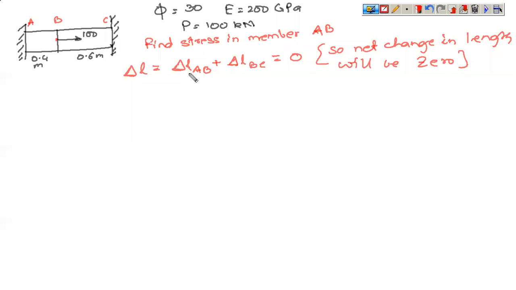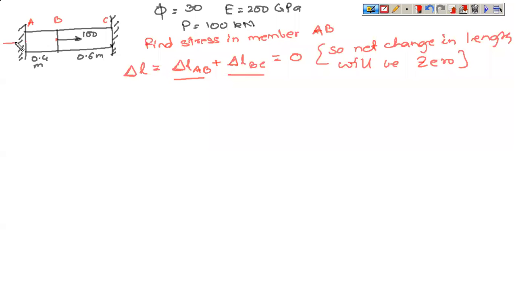So the representation says that the total change in length of this bar will be 0. Now your job is to find out individual values of delta L AB and delta L of BC. So this is half of the job done. Second part is, if you look at AB, this is supported from one end. If it is supported, obviously it will provide a reaction. So let us quantify those reactions.